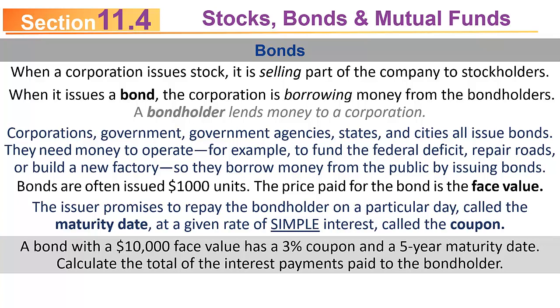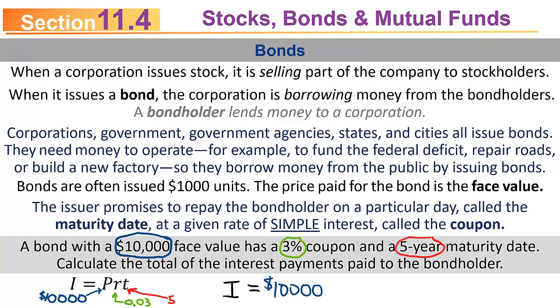Calculate the total of the interest payments paid to the bondholder. Again, it's simply I equal PRT. It's a $10,000 face value, so that's P. The interest rate's 3%, so that's 0.03, and you're doing it for 5 years, so T is 5. So the amount of interest is 10,000 times 0.03 times 5, and that comes out to be $1,500. So a bond with a $10,000 face value at a 3% coupon and a 5-year maturity date will pay interest of $1,500 at the end of that 5-year period.